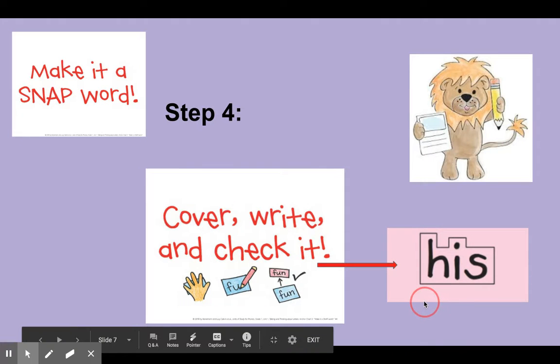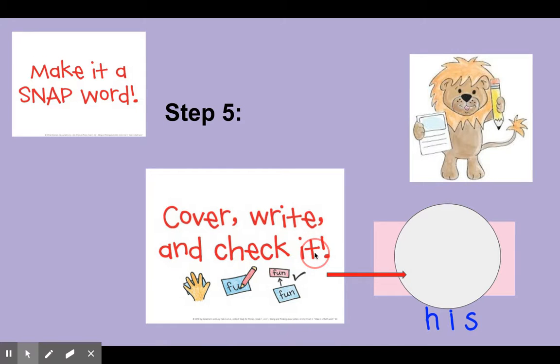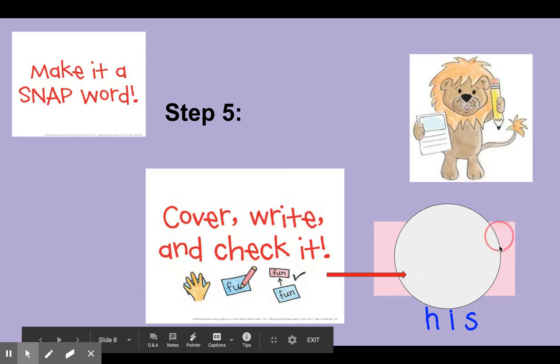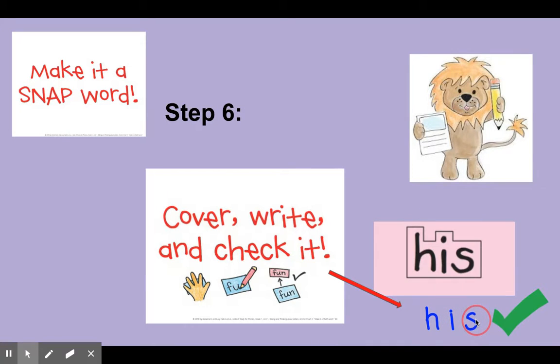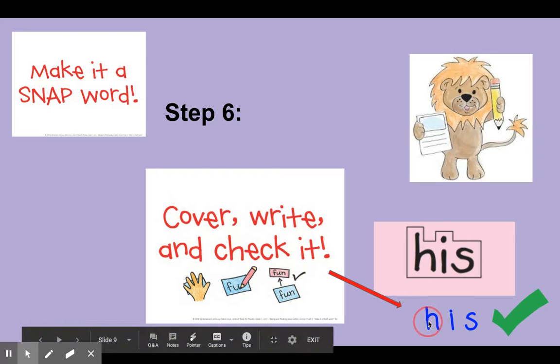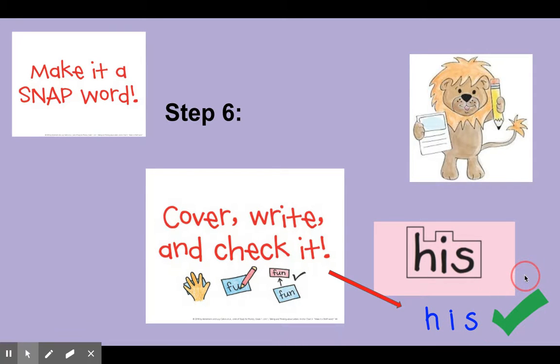Step 4, we cover, we write, and we check the word. So here you go. I covered the word. And I wrote what I could remember. H, I, S. Oh, now we need to check it. H, yes. I, yes. S, yes, correct. I wrote it down correctly and I spelt it correctly. His.